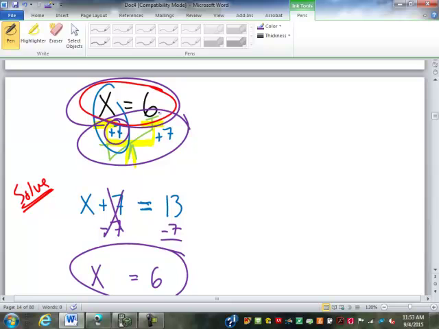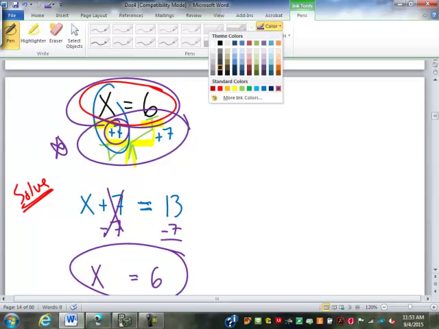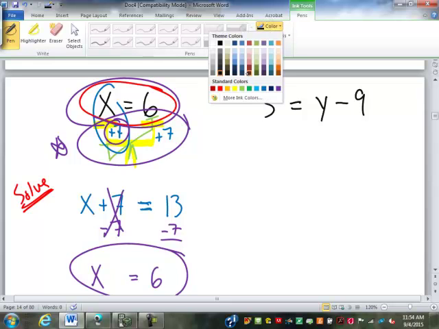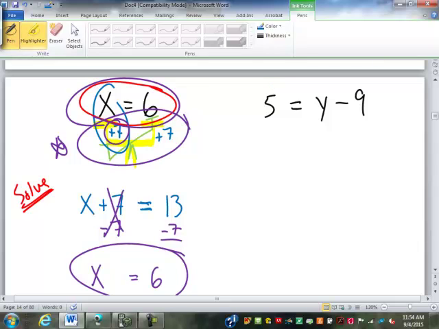Now in this case, we built the equation here, so we knew exactly how to take it apart. The tricky part usually is figuring out how the equation was built. So let's take a look at how we would do that. So let's look at something like this. 5 is equal to y minus 9. To figure out how an equation is built, you find the equal sign, then identify which side has the variable. In this case, it's on the right side.